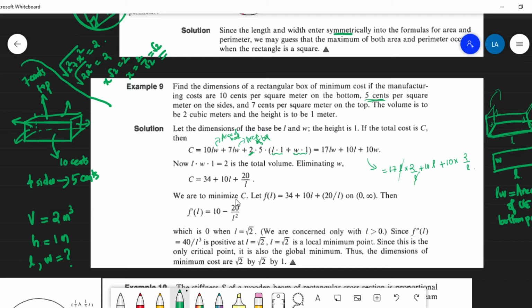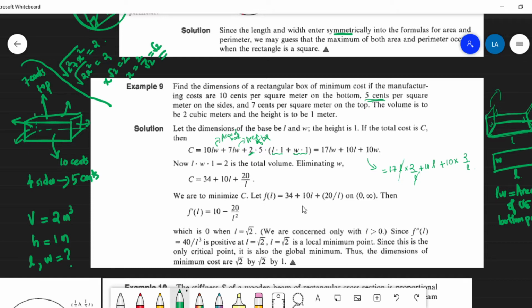So what we have to aim is to make this cost as minimum as possible, because that is what the question is asking us. We have to find a minimum cost in order to make this box. So we have to minimize C. So let's call C as the function in L, because C is actually depending only on the variable L. I am calling it f of L.